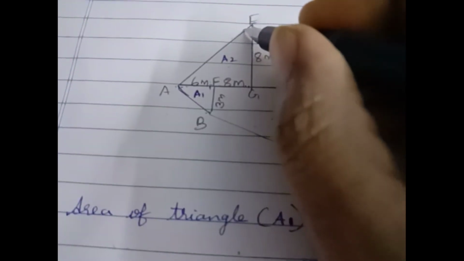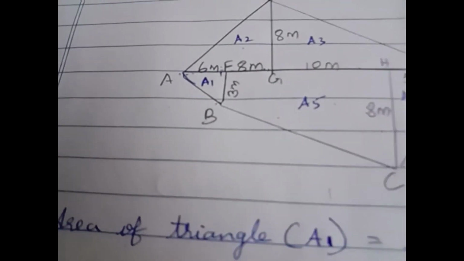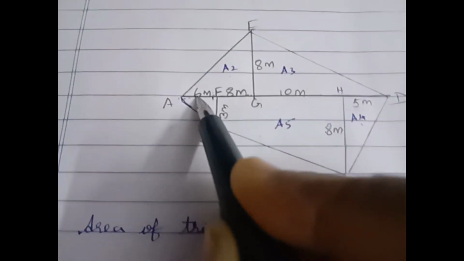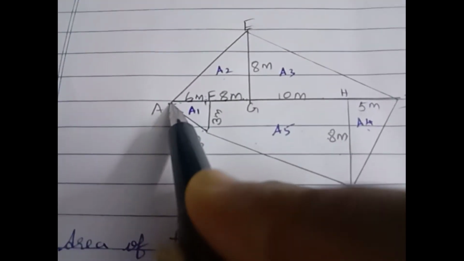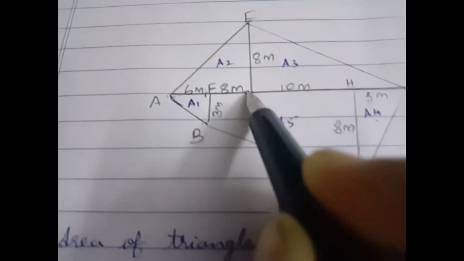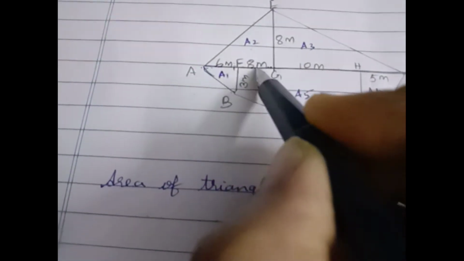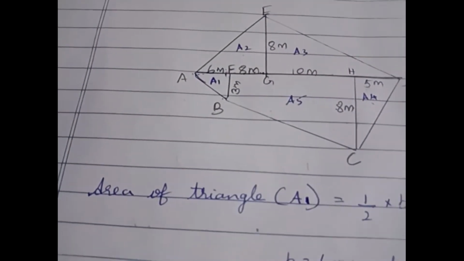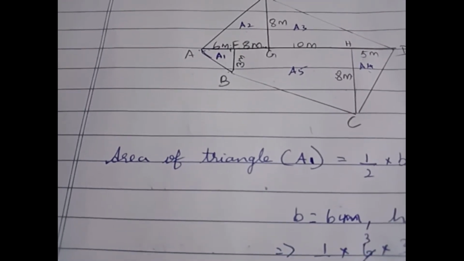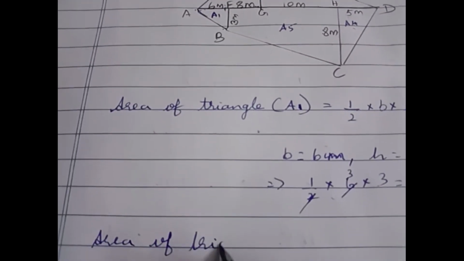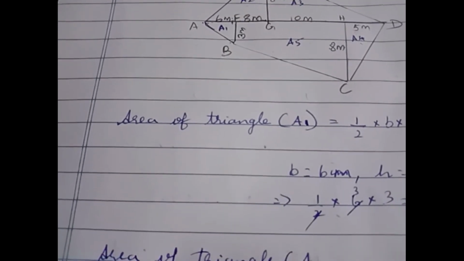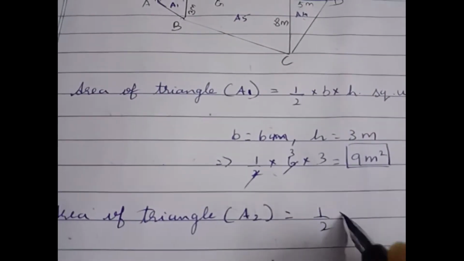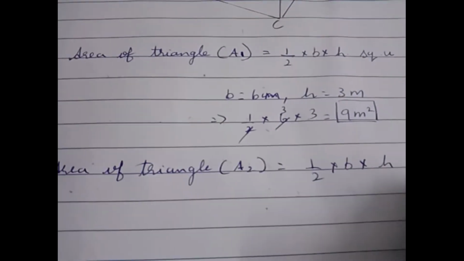Next figure is, again if you see here, you can get the triangle only. Here 6 meter and here 8 meter. So you have to add this total length. That is your base value. Therefore, area of triangle A2 is equal to half into base into height, square unit.